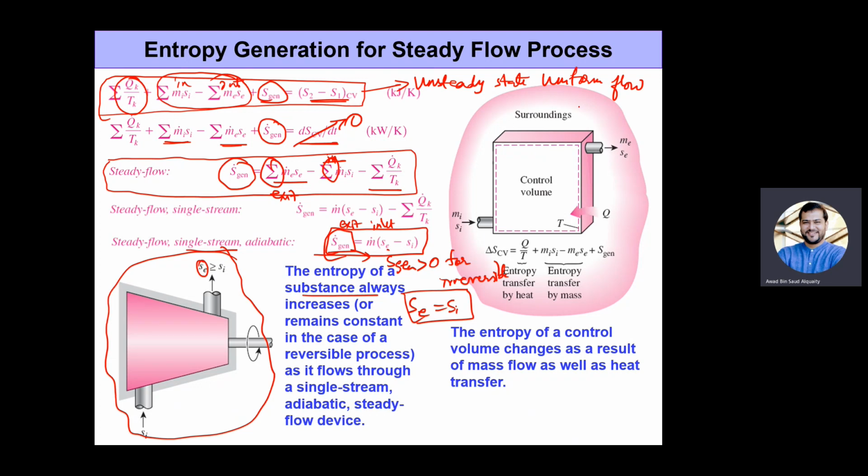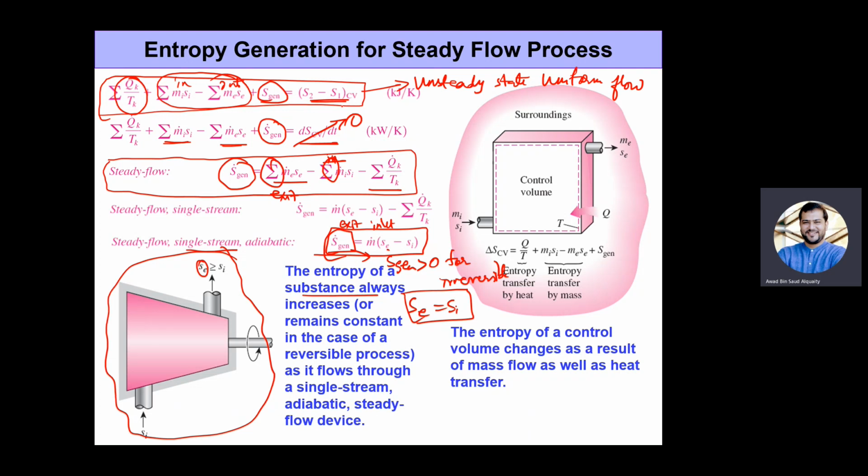So we started off with a very general formula, then we came up with the rate form, and then went ahead to come up with the form for steady flow. But the most general form is the one that applies for the unsteady state uniform flow process. And we will deal with problems for both of these cases, of course.